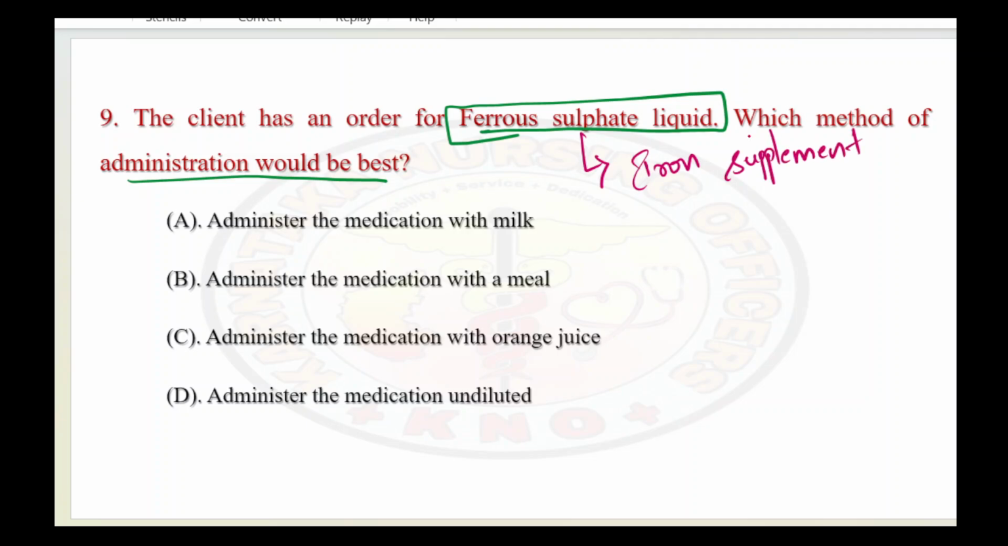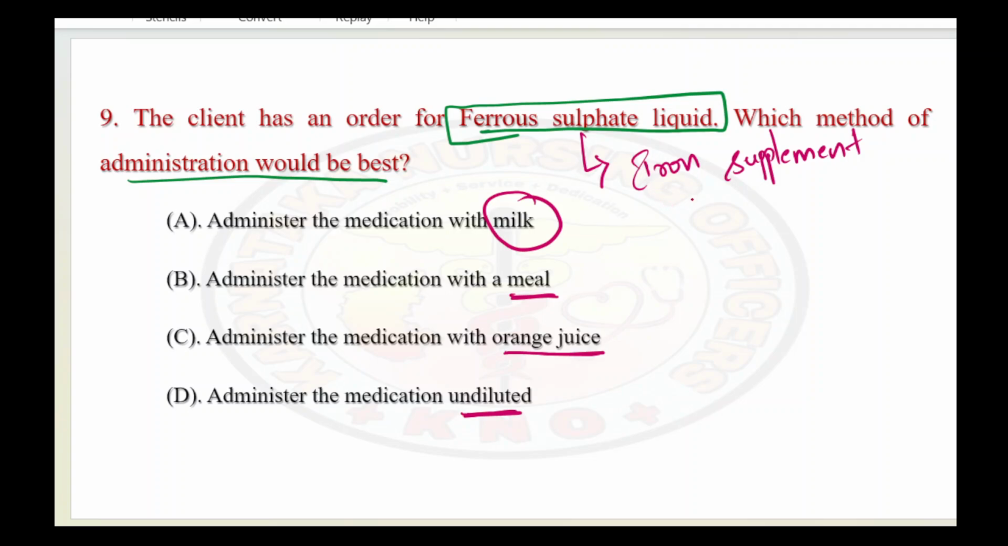Okay. So they are asking you which is the best method to administer the iron. First option is administer the medication with milk. Second option is administer the medication with a meal. Third option is administer the medication with orange juice. Next option, administer the medication undiluted.